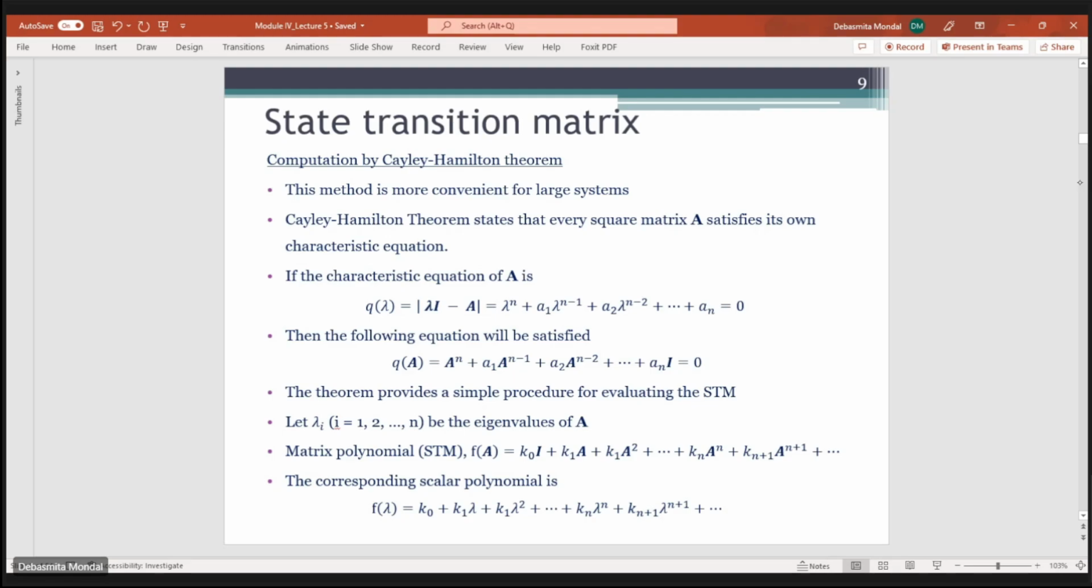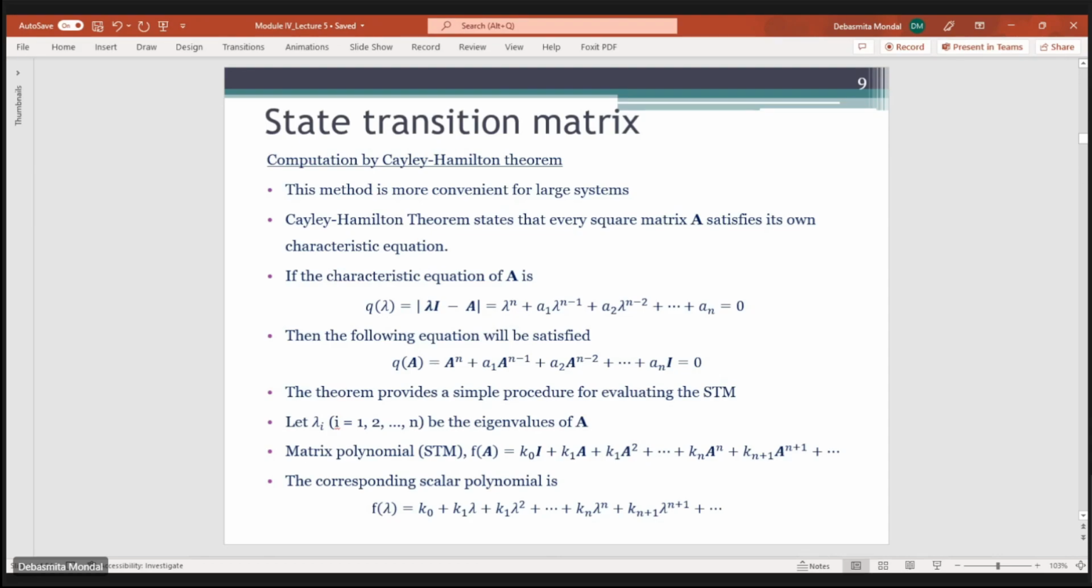Okay, so the Cayley-Hamilton theorem states that every square matrix A would satisfy its own characteristic equation. So you can simply substitute the value of A in place of lambda. So Q(A) will also be equal to 0. Substituting lambda with A, you end up with A to the power n plus A1 A to the power n minus 1 till the last term An multiplied by the identity matrix I equal to 0. This is the Cayley-Hamilton theorem.